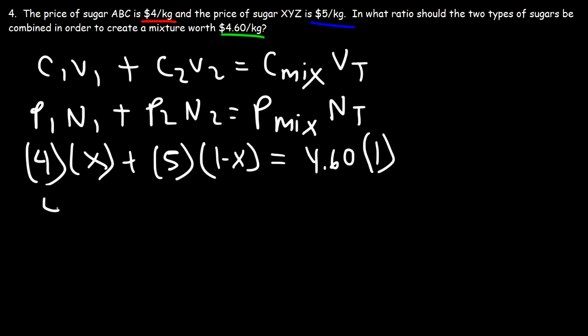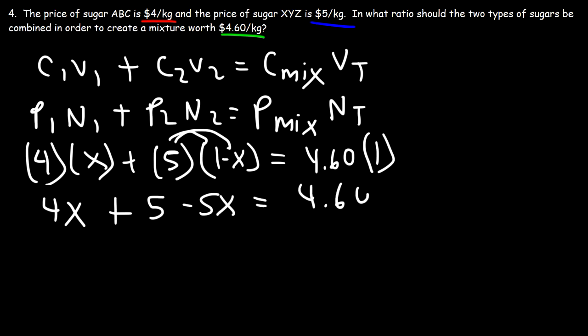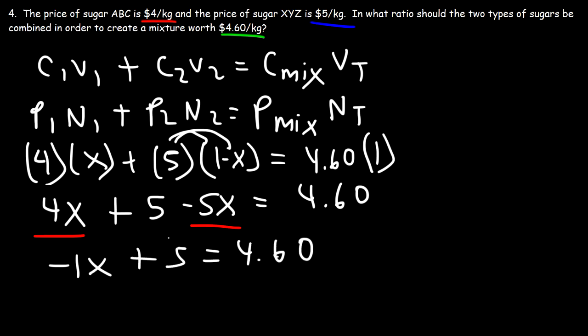So now let's do the math. This is going to be 4x, 5 times 1 is 5, 5 times negative x, that's negative 5x, and this is just 4.60. So we have 4x minus 5x, that's negative 1x, so plus 5, that's equal to $4.60. Subtracting both sides by 5.